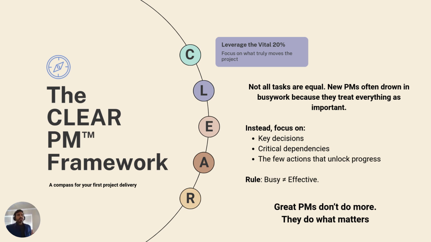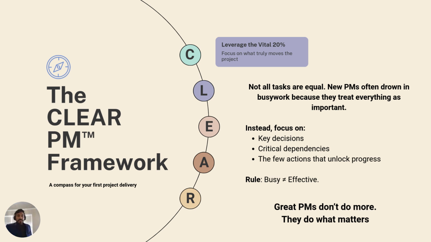Instead of focusing on the overall 100%, let's focus on what are the key decisions, what are the critical dependencies, what are the actions that unlock my progress, what are the blockers. If I want to deliver one screen or one building or one room from a structural point of view, what are my blockers? Will my material be available on time? Will my people be there to build that particular house? Those are the key decisions you need to focus on, and that 20% can help you take it further to success. And the rule: busy is not equal to effective.